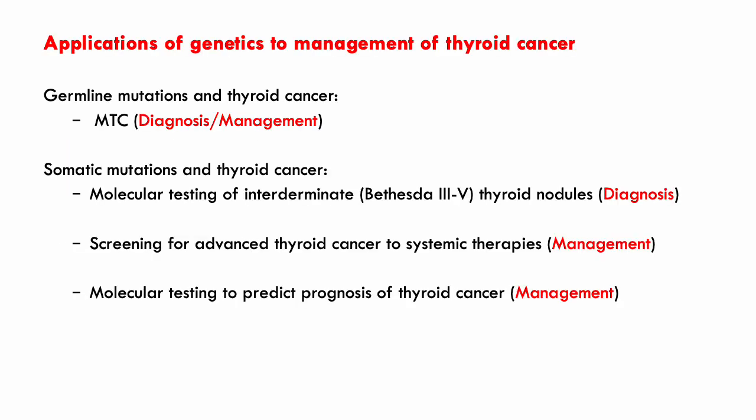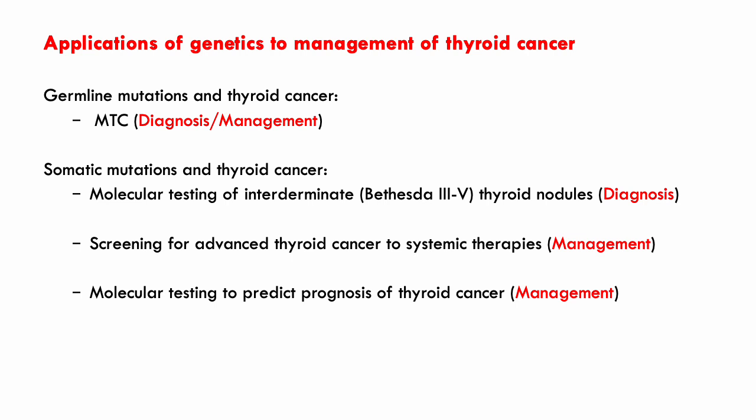Applying genetics to the management of thyroid cancer, there are two ways we do that. Mainly with the germline mutations, the most common way would be medullary thyroid cancer, which I'll go into in more detail later, especially for the diagnosis of MEN2 syndrome and then the management of that.